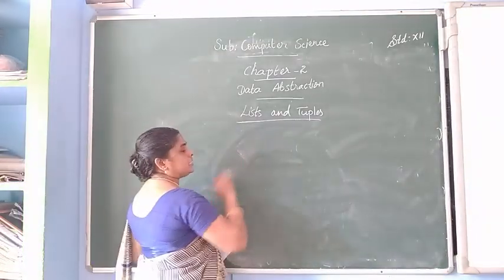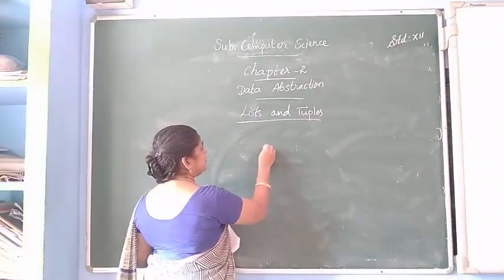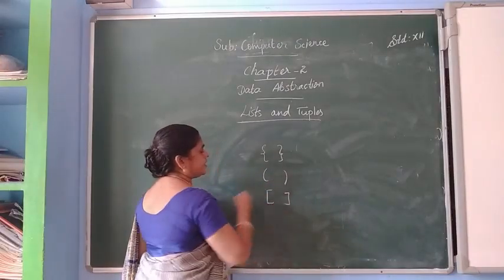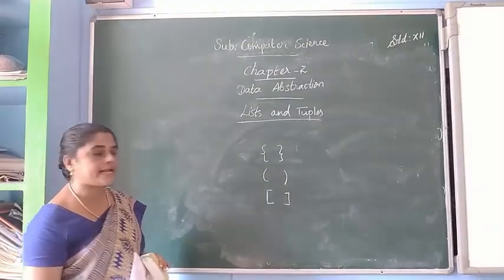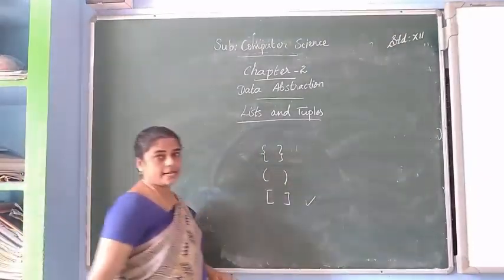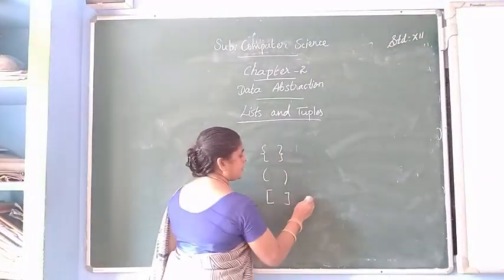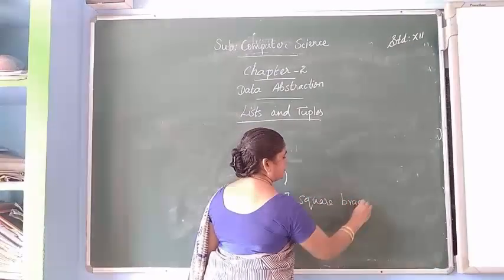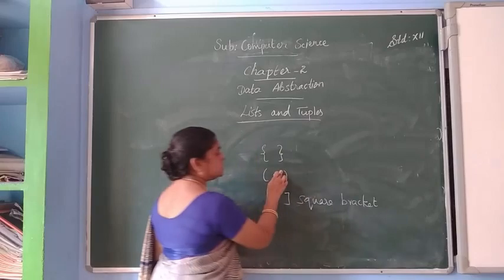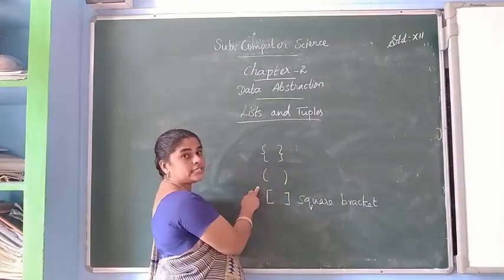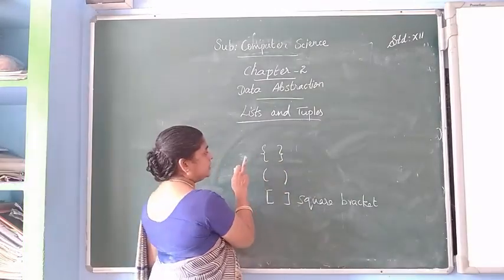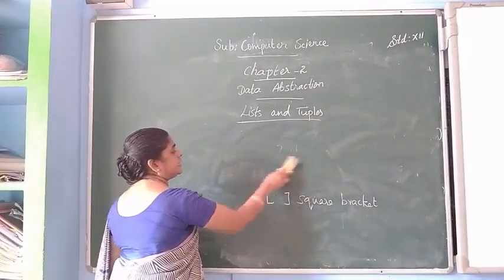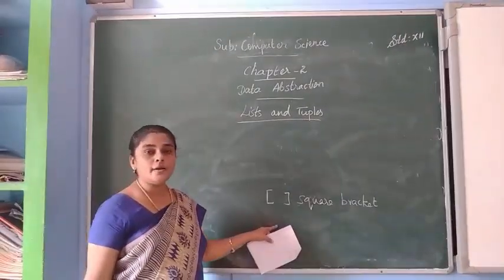Square bracket means which one? I have written three kinds of brackets. From this, which one is the square bracket? This one is the square bracket. This one is curly braces. This one is parenthesis. Can you understand? So the list is separated by commas and enclosed within square brackets.